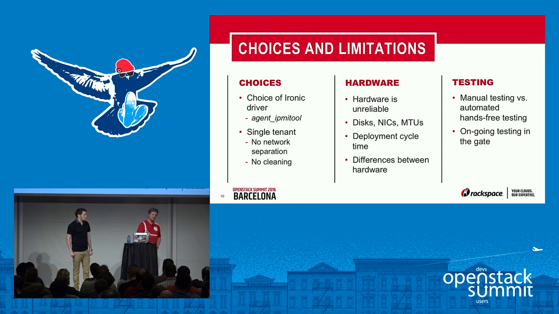The other thing there, in the middle column, talking about hardware: writing software that interfaces to hardware presents its own set of challenges. Hardware, by nature, is actually unreliable. It's flaky. Things fail unexpectedly.